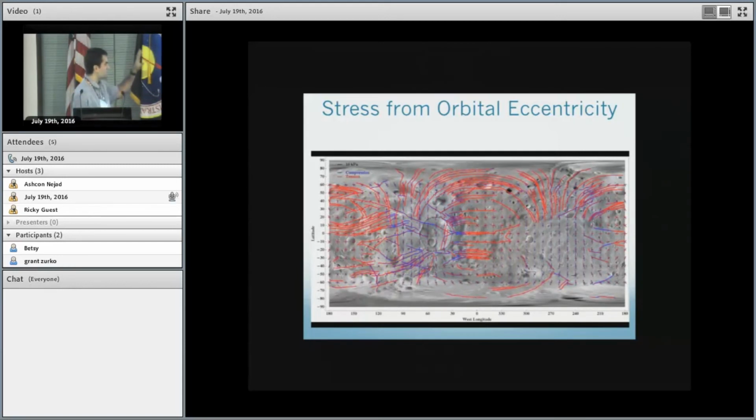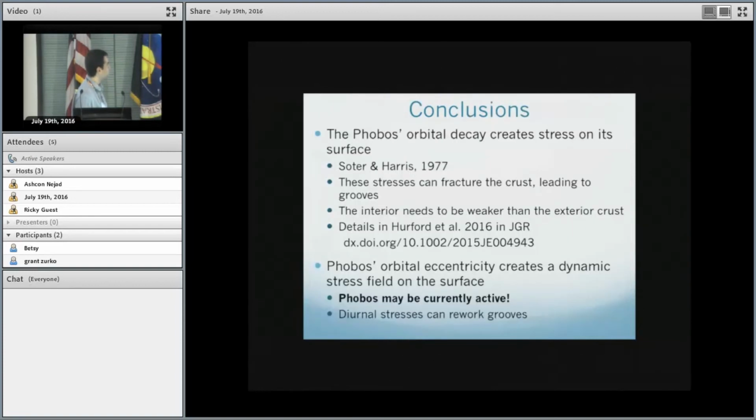And so you can see that the tidal stresses could rework the grooves and cause their stress state to change throughout the orbital cycle. Now, a caution: while I've mapped all 200 features that we've looked at on this plot, it's unlikely that all of them are active at the same time or currently, and probably only one or two might be active at a time. But at least, I think it's quite likely that there might be a young groove that could still be reworked by the tidal stresses.